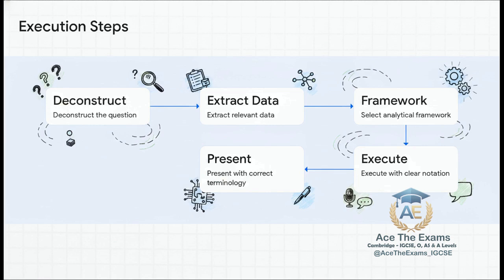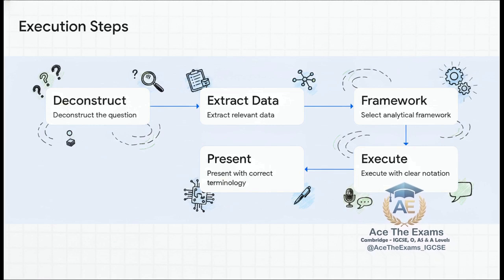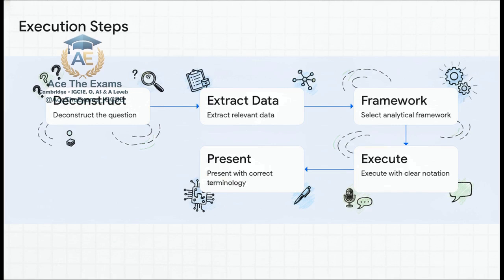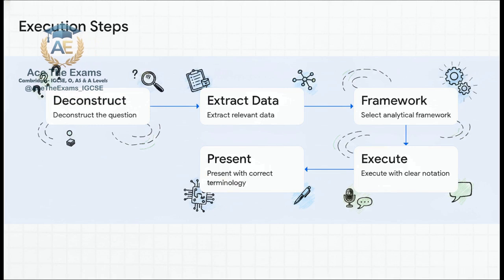Step 3. Select your analytical framework. Are we using routing protocols, binary logic, or security principles here? Step 4. Execute with clear notation. Write out your working logically so it's easy to follow. And finally, Step 5. Present with correct terminology. Following this pipeline practically ensures you don't miss a single available mark.